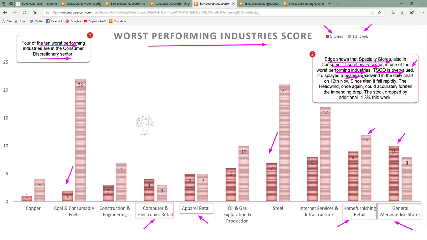Indeed, it displayed a bearish headwind, the reversal signal, in daily chart on 12th November, and since then it fell rapidly. The headwind once again could accurately foretell the impending drop. The stock dropped by an additional 4.3% this week.